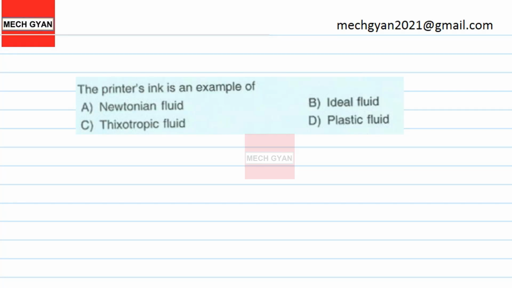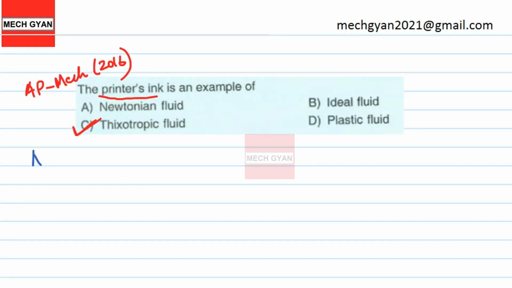Hello. So this question was asked for the Assistant Professor Mechanical Engineering exam in 2016. Printer's ink is an example of which fluid? The choices given are Newtonian fluid, ideal fluid, thixotropic fluid and plastic fluid. The answer is thixotropic fluid. So let's see the various options.